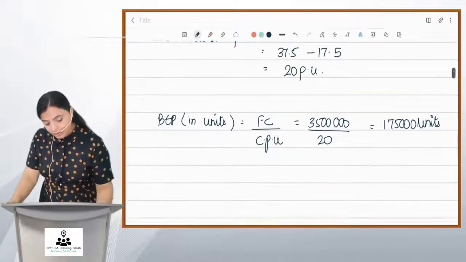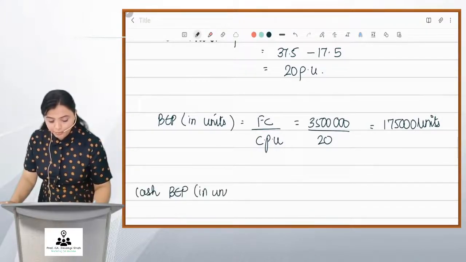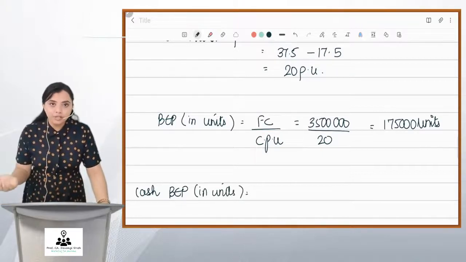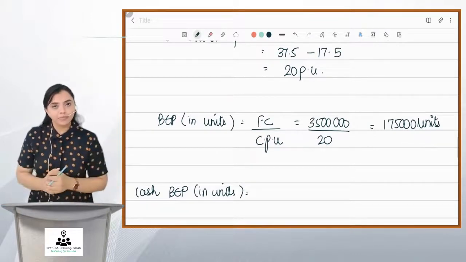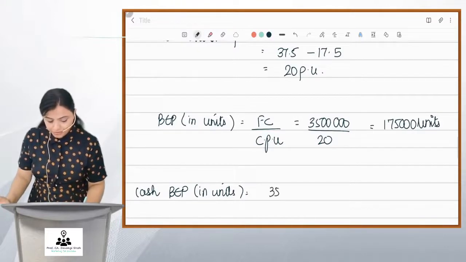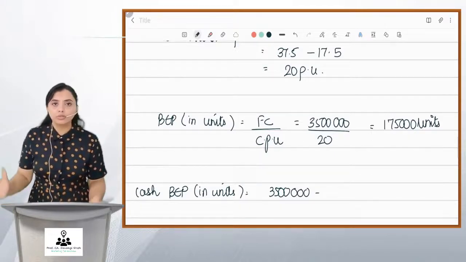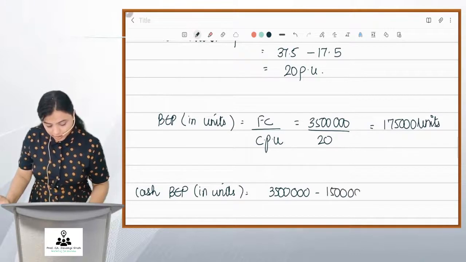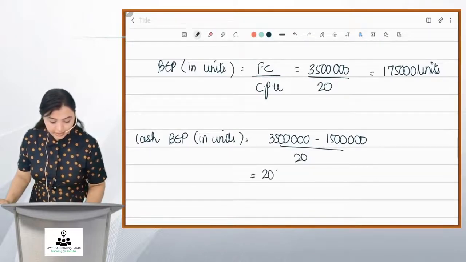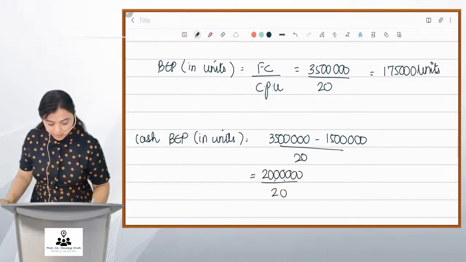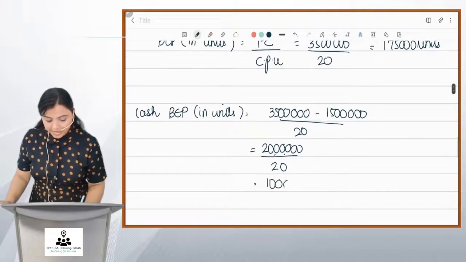They have also asked us again BEP, but they are asking us cash BEP. Now friends, when they ask me cash BEP, what I'll take is the cash fixed cost and the cash contribution per unit. Basically, the non-cash items will be subtracted. My fixed cost is 35 lakhs. But out of this, there is 15 lakhs depreciation. And depreciation is a non-cash item, so it will be subtracted. And contribution is always your cash one. So friends, I get 20 lakhs, divided by 20, one lakh units is the cash BEP.